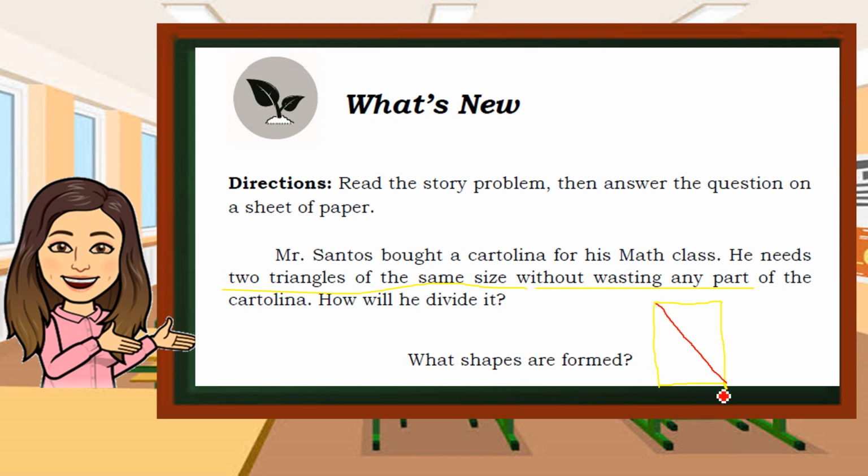So, this is a diagonal line that I have formed. And as you can see, we can have now two triangles of the same size. Triangle 1 and triangle 2. Okay. So, do you now understand the proper answer or the correct answer for this problem, class? Okay, I hope so. You understand now.